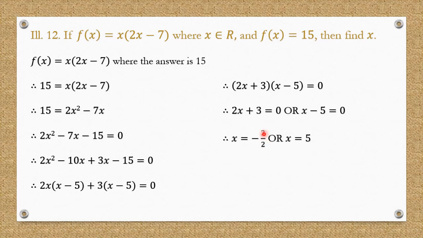If we put negative 3 upon 2 into our equation, we get the answer 15, or if we put x is equal to 5 into our equation, we will get the answer 15. Actually, we don't need to verify this right now, but if you want, you can do it on your own and check whether we are getting the answer 15 or not by putting these values into this equation.